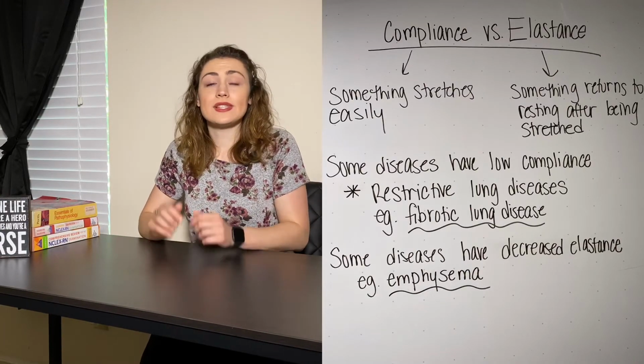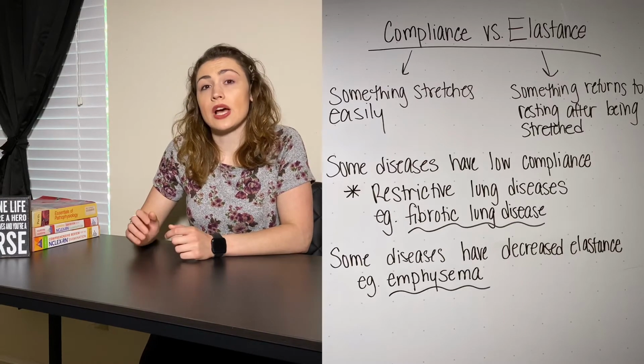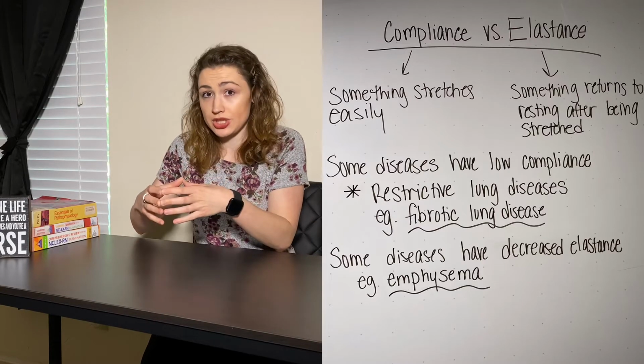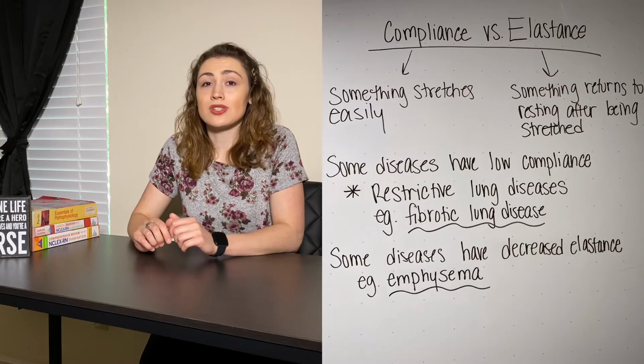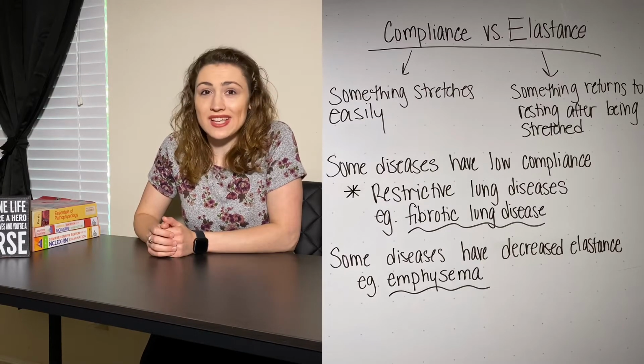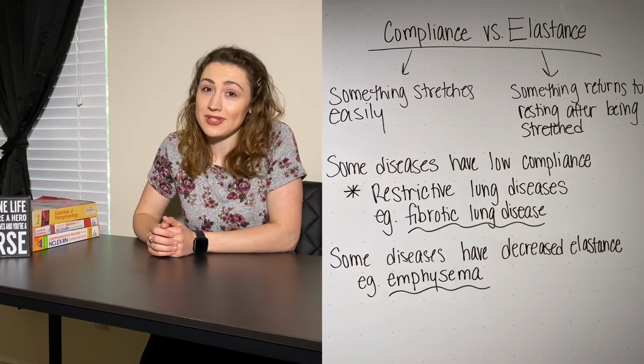All right, let's talk about the difference between compliance and elastance. So compliance is how easily something can stretch, but elastance is how easily something goes back to normal after it has been stretched. Adequate respiration depends on normal amounts of compliance and elastance. To help you guys understand this, I'm going to give you the example that my physiology teacher gave us when I was in that class.